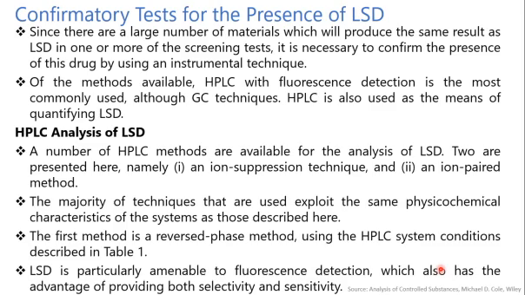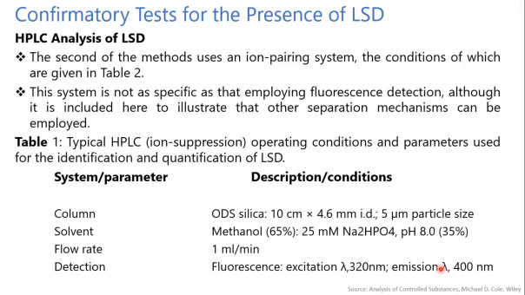The first method is the reverse phase method using the HPLC system conditions which are described in table 1. LSD is particularly amenable to fluorescence detection, which also has the advantage of providing both selectivity and sensitivity. Selectivity means that the particular analyte of interest is selectively identified, and sensitivity means that whenever the concentration is very low, it will still be detected. So that is sensitivity.